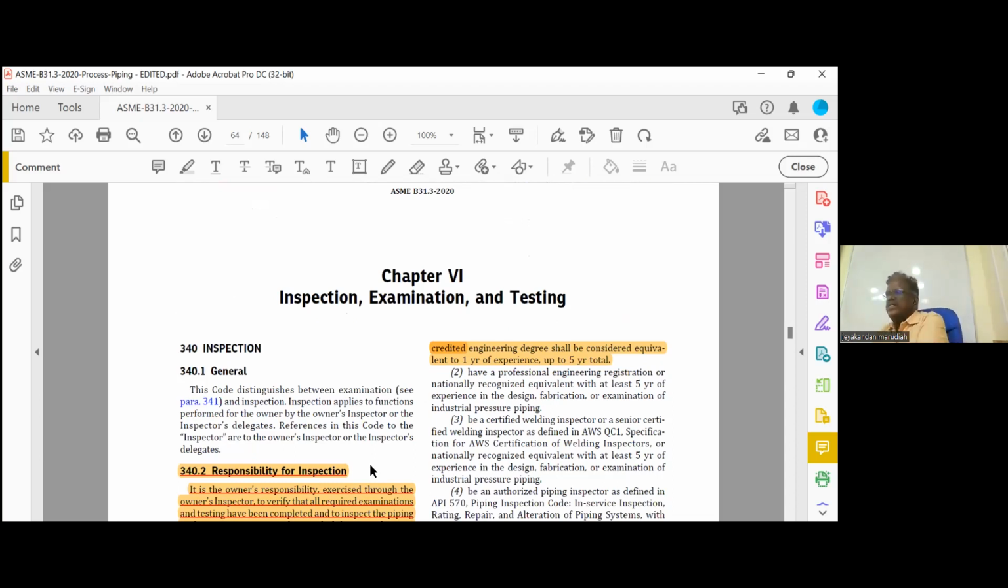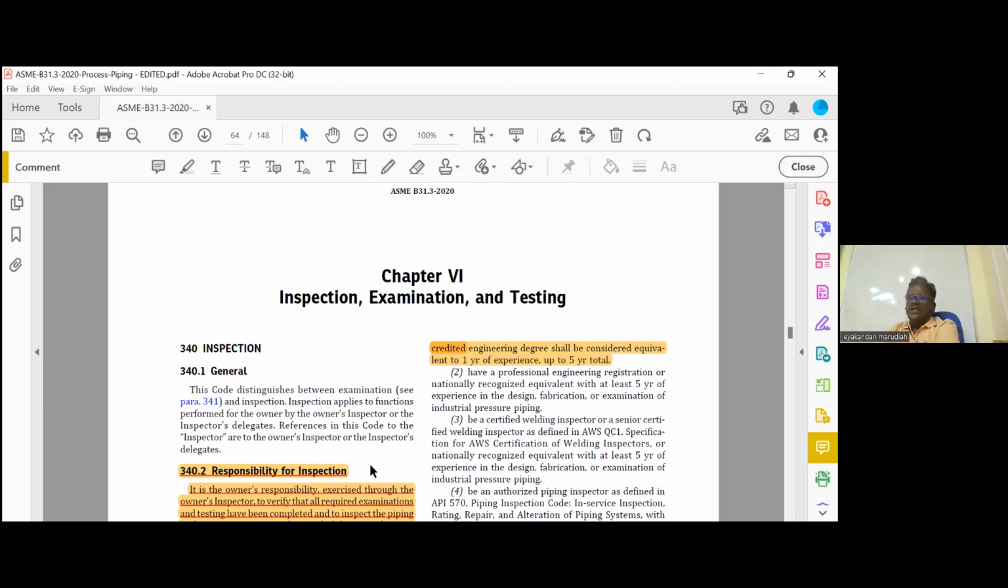Inspection, examination, testing. There will be 4 to 5 questions asked from inspection, examination, and testing. This is the last chapter, day-3.1. Now, I will briefly say what is inspection, examination, and testing. Then we will go through the code book.